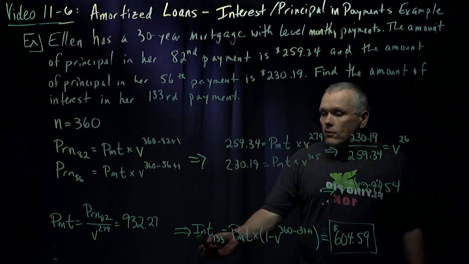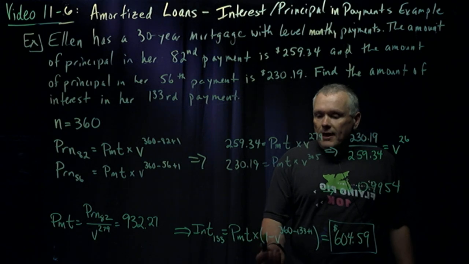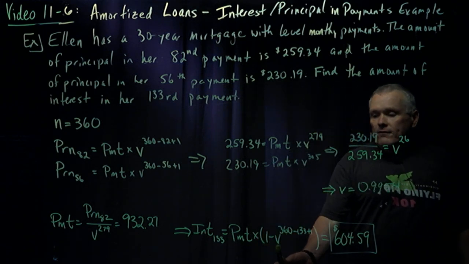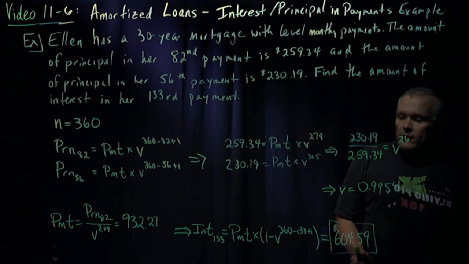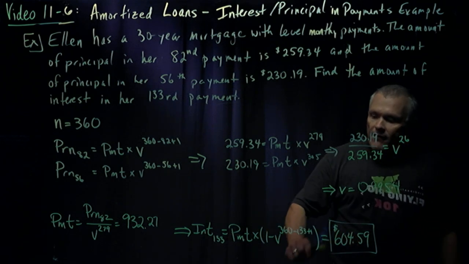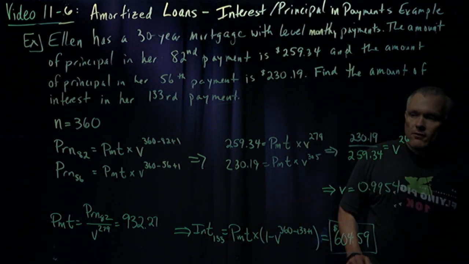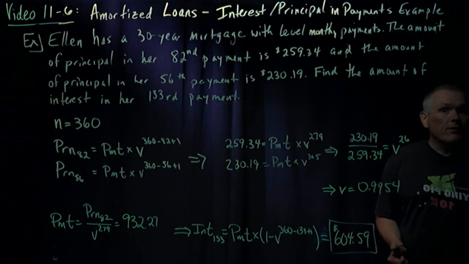So now we can use the interest amount in any given payment formula to figure out the final answer here. So the interest in the 133rd payment, remember the formula is the level payment times 1 minus v to the n minus t plus 1. So 360 minus 133 plus 1. Plugging all of that into the calculator now will give us the $604.59 for that interest value.